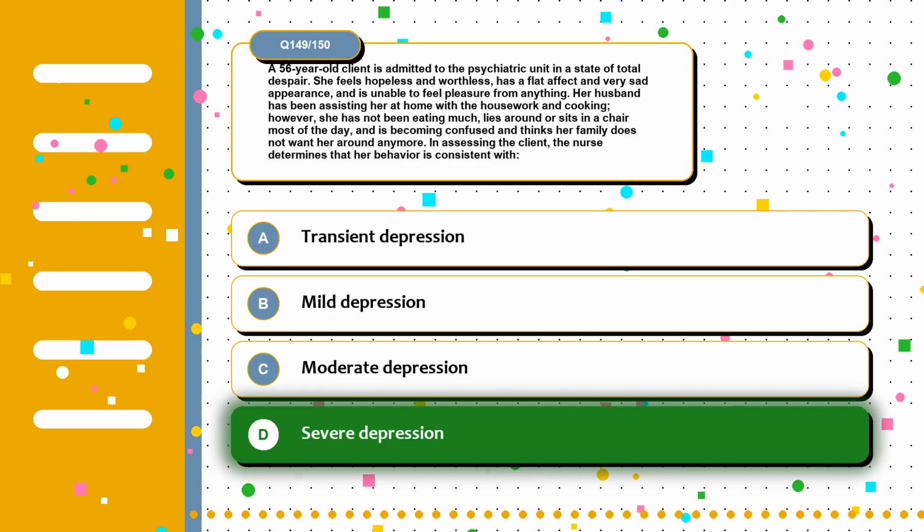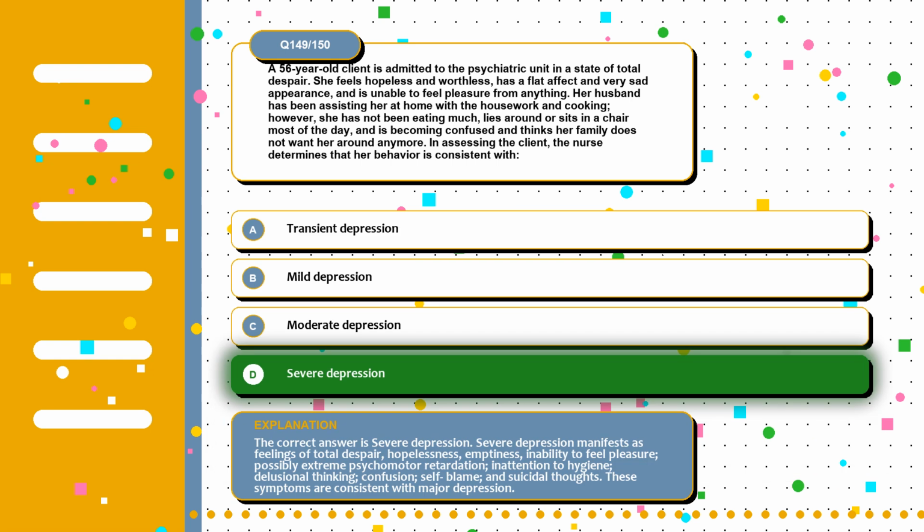The correct answer is option D. Severe depression. Severe depression manifests as feelings of total despair, hopelessness, emptiness, inability to feel pleasure, possibly extreme psychomotor retardation, inattention to hygiene, delusional thinking, confusion, self-blame, and suicidal thoughts. These symptoms are consistent with major depression.